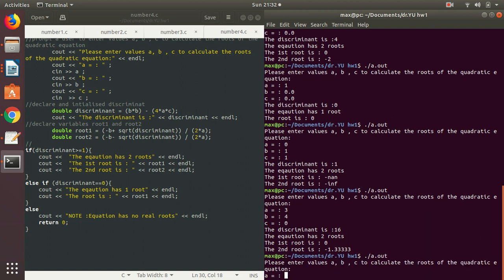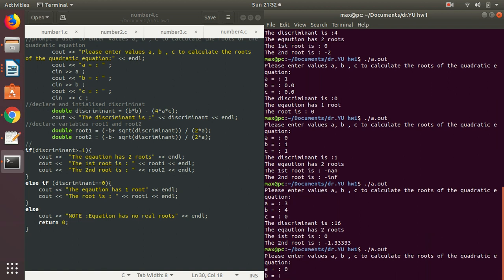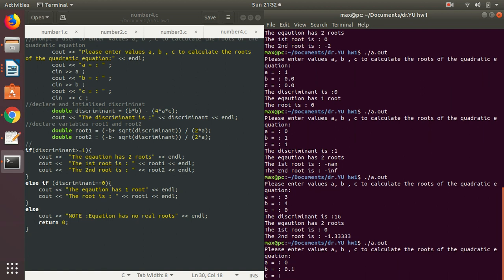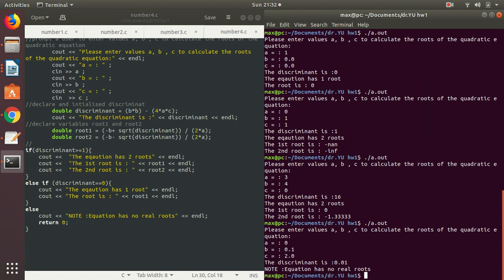Okay, so now what are we finding out? If I have A is equal to 0 and B is 0.1 and C is equal to 2.0, the discriminant is 0.01. The equation has no real roots. Okay, so this is it.